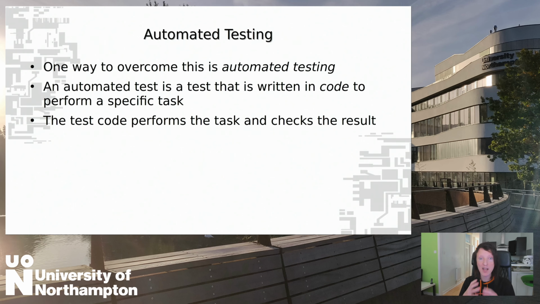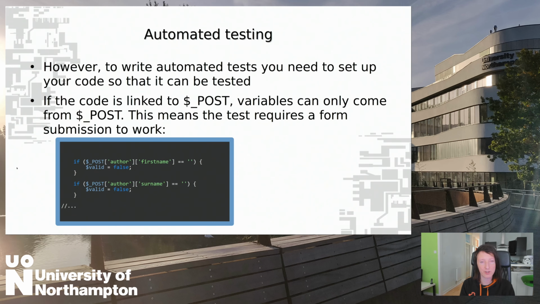So rather than manually going into the web browser and pressing submit on submit buttons all the time, we can just have the computer run that test for us. And the computer can effectively mimic pressing the submit button with some relevant data and then checking that the right result is shown. One of the issues that you'll come across if you want to start doing automated tests is that you need to write the code in such a way that it's easily testable.